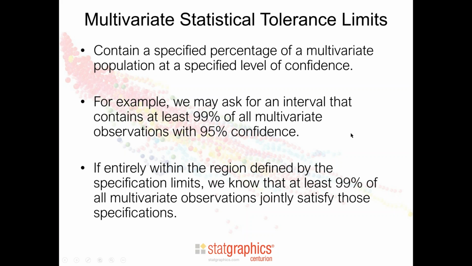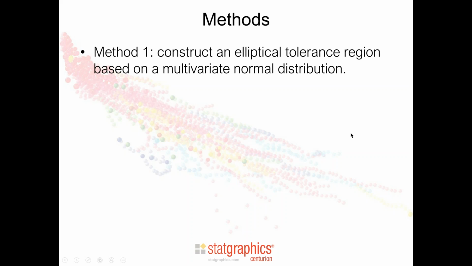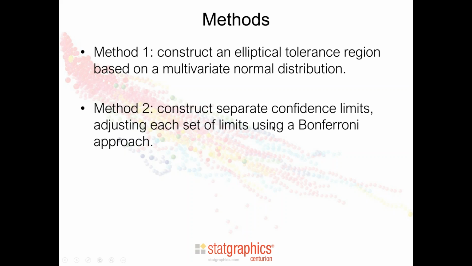Now, how do we calculate multivariate statistical tolerance limits? Well, there are two ways to do it. There's an exact way to compute multivariate tolerance limits, and that's to construct an elliptical tolerance region using the fitted multivariate normal distribution. I'm going to show you that in just a moment. You can also construct separate tolerance limits for each of the variables, adjusting each set of limits using a Bonferroni approach.